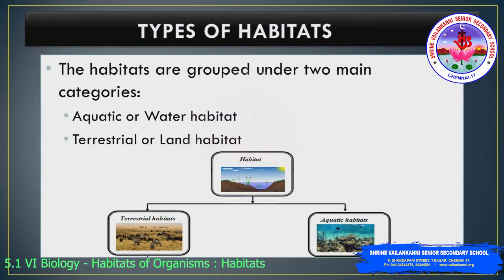The habitats are grouped under two main categories, which are aquatic habitat and terrestrial habitat. Aquatic habitat is also called the water habitat, whereas the terrestrial habitat is also called the land habitat.